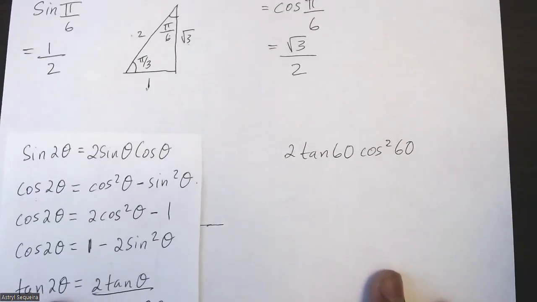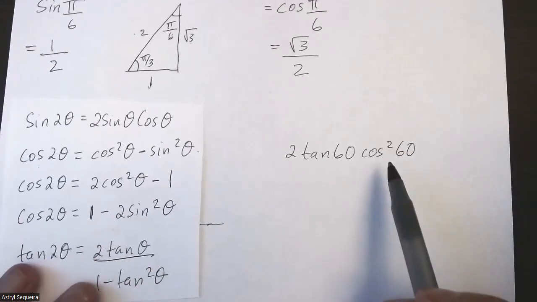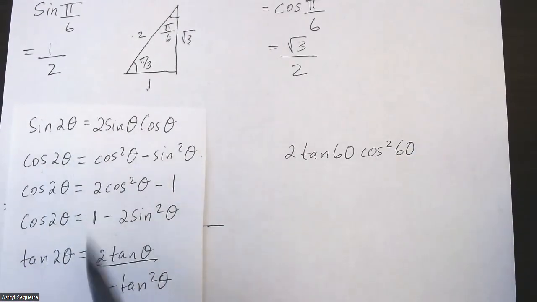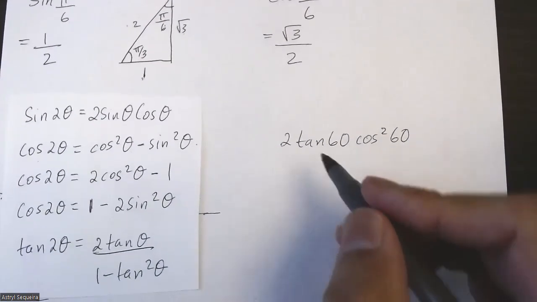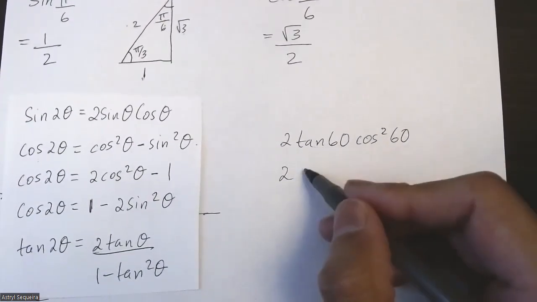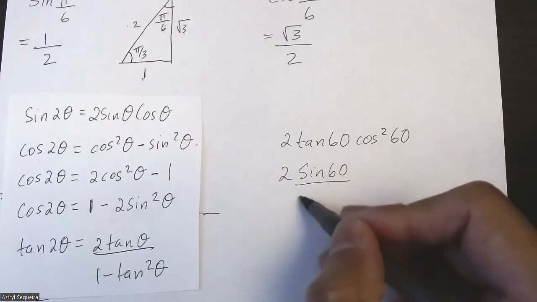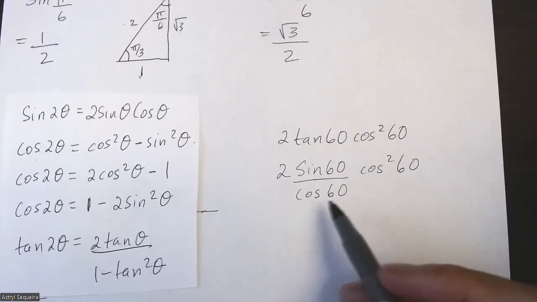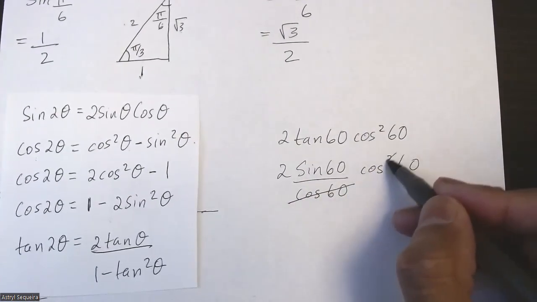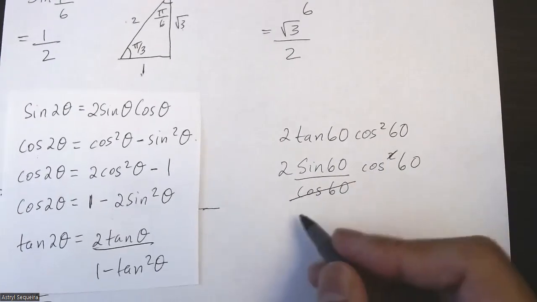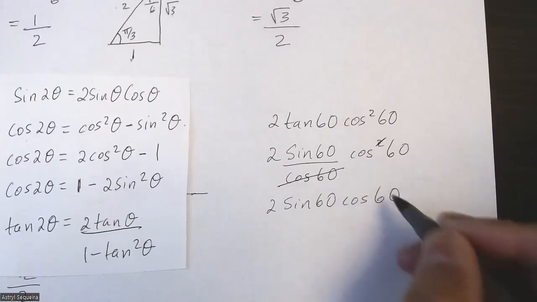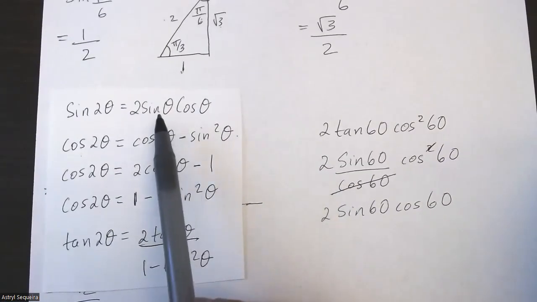And last question over here, we have 2 tan 60 cos square 60. This actually does not match any one of these identities here. But we can actually simplify it first. We can convert the tan into sine 60 over cos 60. Then we have the cos square 60 here. And now this cos 60 will cancel off with the square. You're just left with 2 sine 60 cos 60. And now this matches this over here, this double angle formula over here.